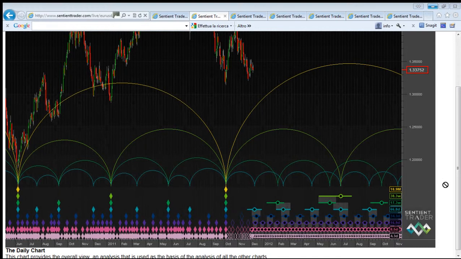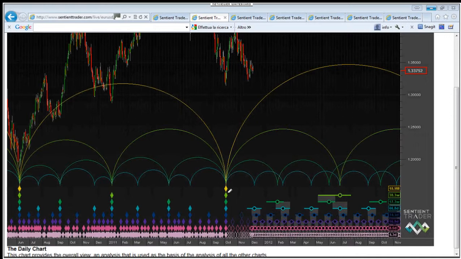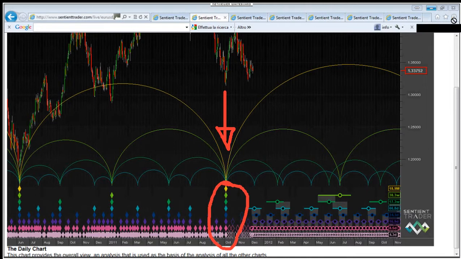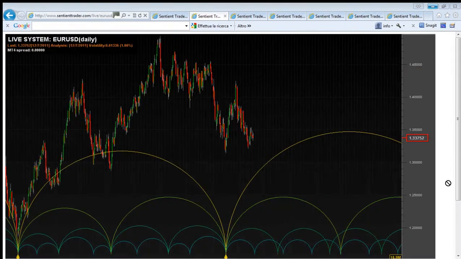It could be debated, and I'm always up for a debate on an analysis, but this is the analysis that Sentient Trader is using at the moment for the live analysis system. As you can see, this big pile of diamonds over here, and these semicircles make it more visually apparent. Sentient Trader is saying that there was a trough of the 18-month cycle on the 4th of October 2011. So not very long ago, about 2 months ago, there was a trough of the 18-month cycle.